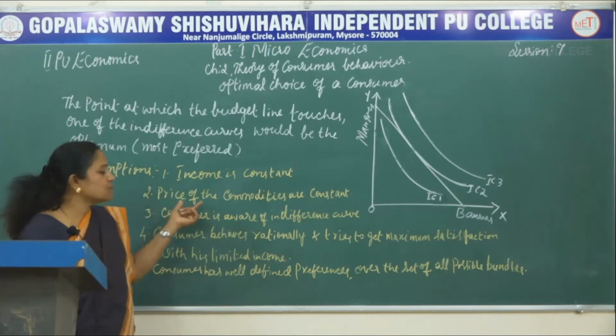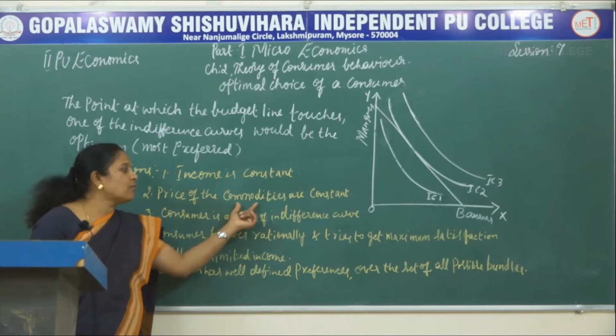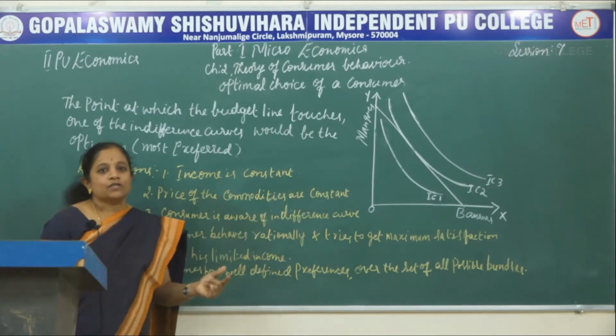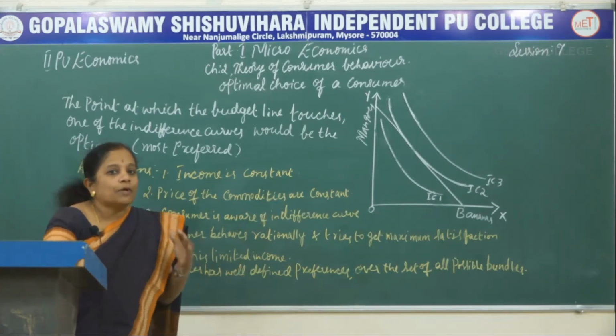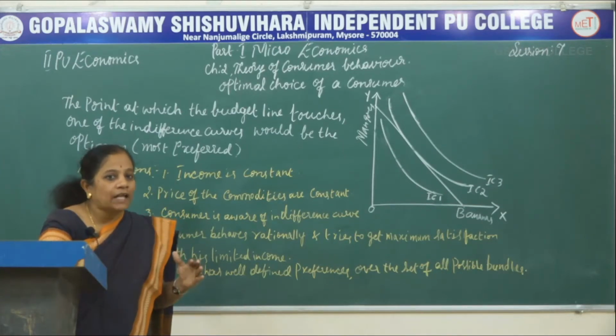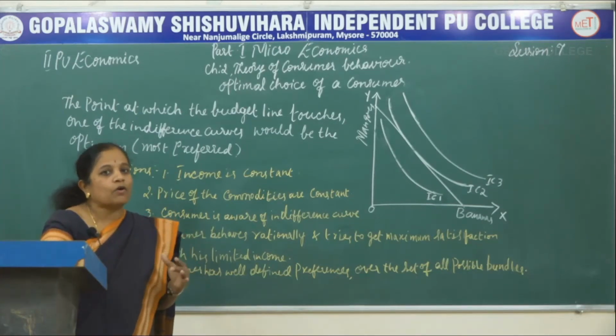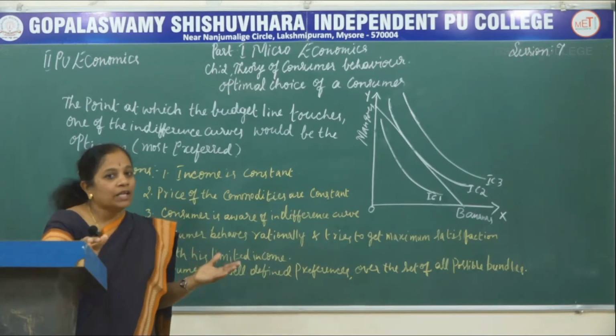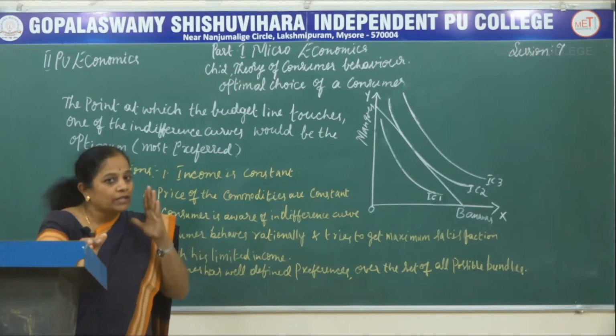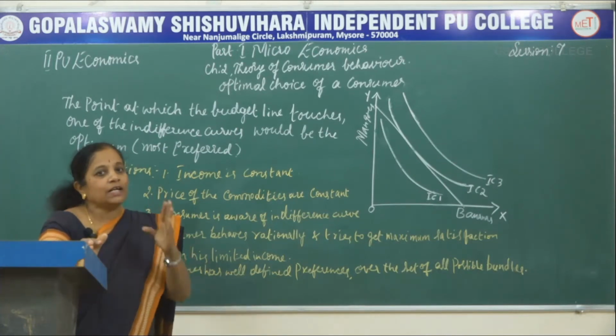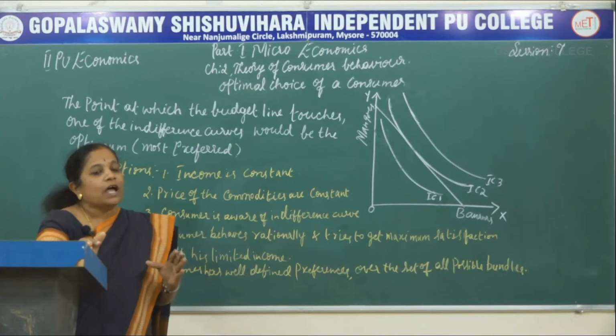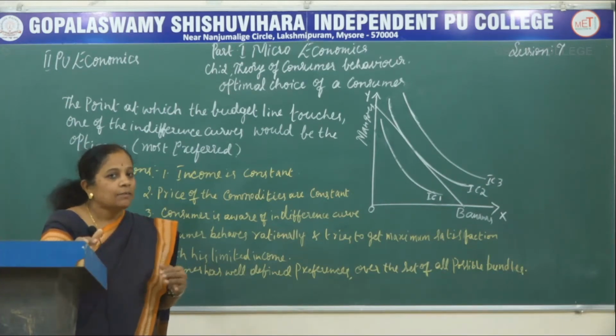The second assumption is that the prices of the commodities are constant. The optimal choice of a consumer is calculated when the prices of the commodities are also constant. The prices may vary at different times, but when this particular consumer enters the market, the prices of the commodities are constant and there will be no differences in the prices.